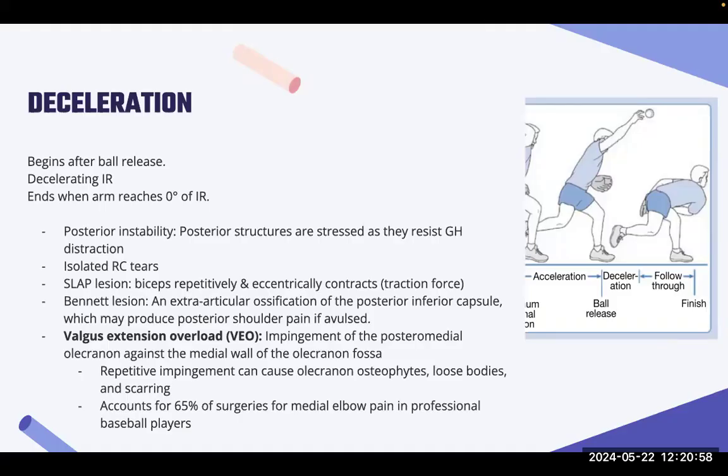You can see rotator cuff tears. Again, you're getting an eccentric contraction of these structures. SLAP lesions, again, Bennett lesions, which is that ossification of the posterior inferior capsule. And then the biggest one is valgus extension overload. This accounts for 65% of surgeries for medial elbow pain in professional baseball players. And this happens because there's impingement of the olecranon against the olecranon fossa. And so when you have constant impingement of those structures, you can get osteophytes, loose bodies, scarring, and of course, a lot of pain.